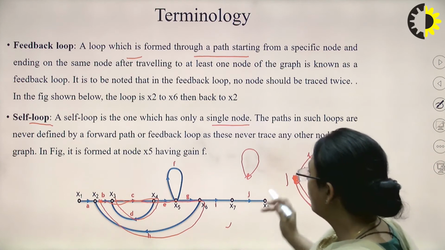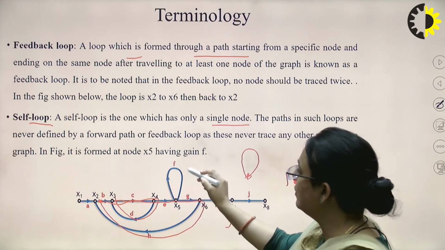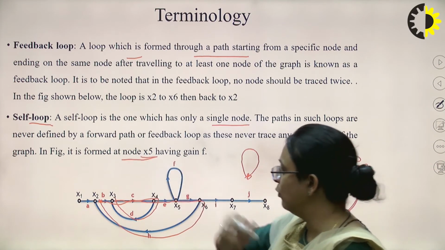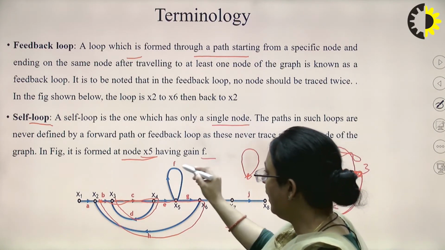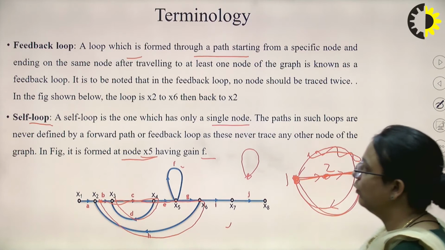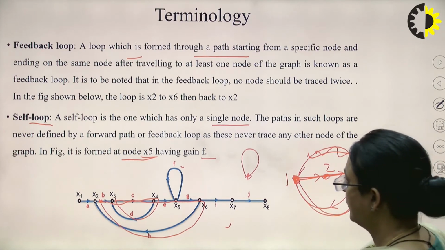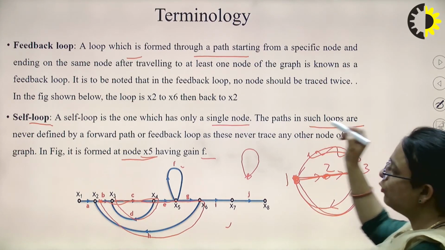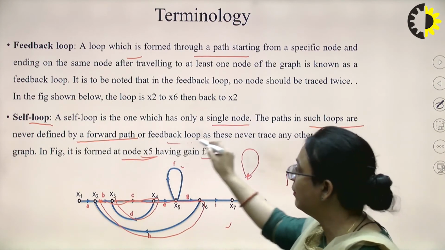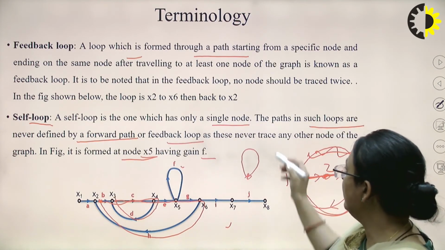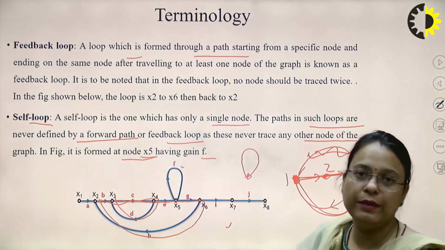Okay. So here in this case, you can say X5 is a self loop. The loop formed by the node X5, which is having a gain F, is called the self loop, right? So paths in such loops are never defined by a forward path or any feedback loop, right? As they never trace any other node of the graph.